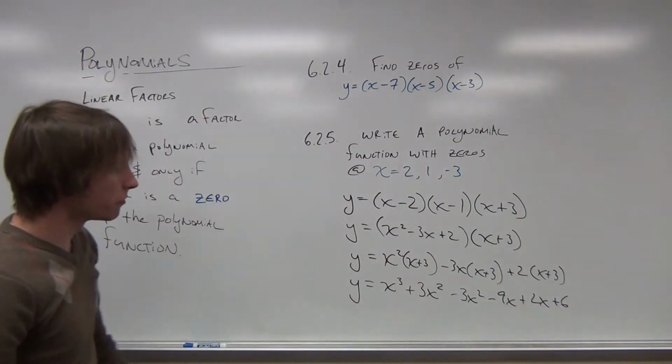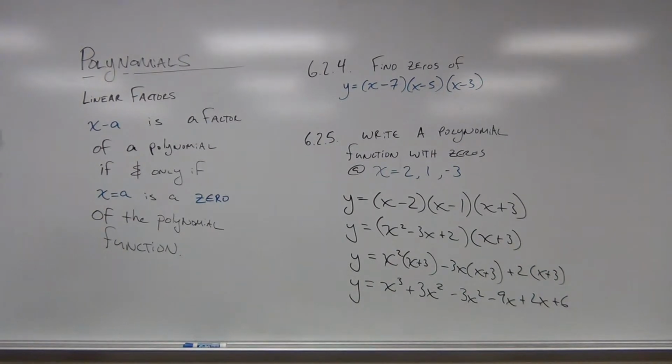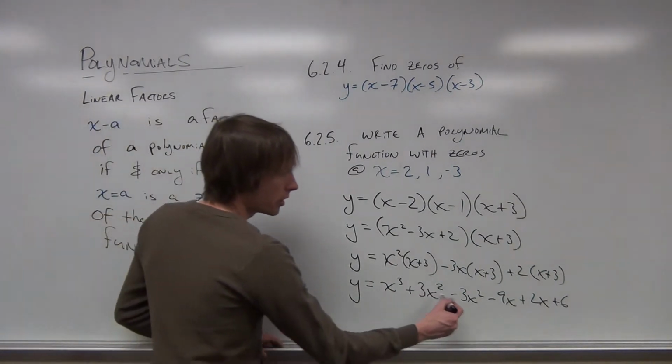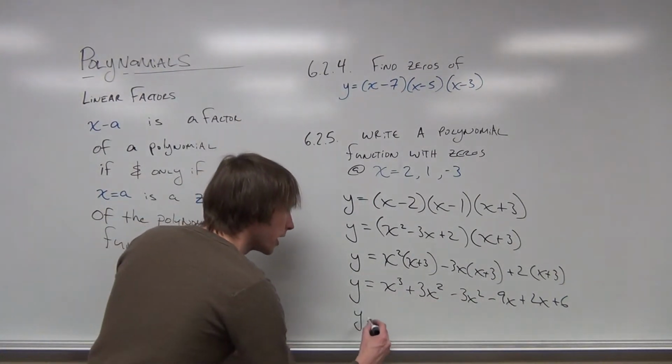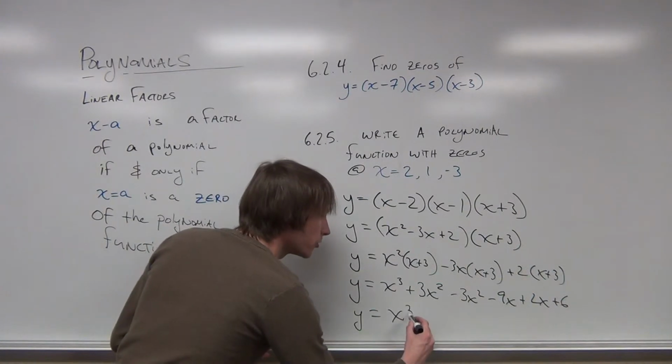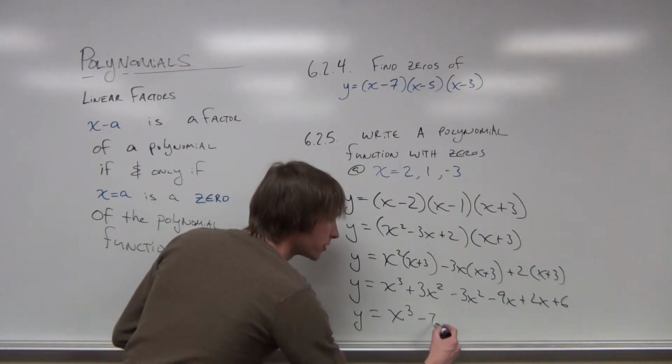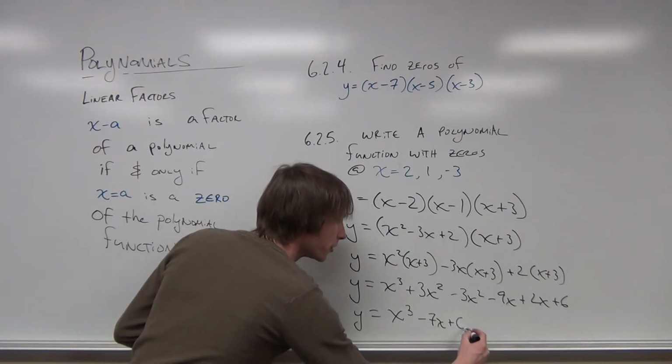All right, so I've multiplied all those. The last step here, we just need to combine our like terms. This x squared, our quadratic term, is going to cancel out, they're going to add up to 0. We're left with x cubed minus 7x's plus 6.